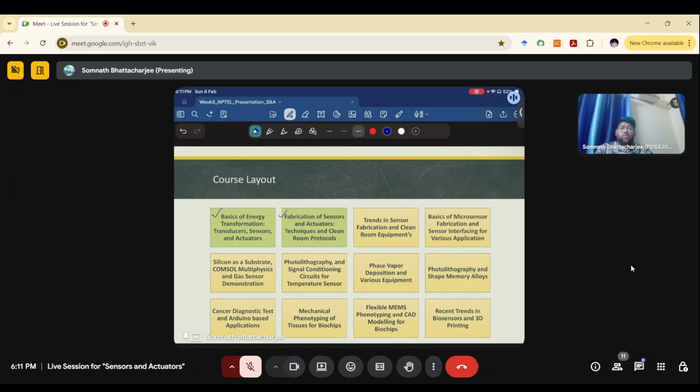Then further you will move on to material simulations like COMSOL Multiphysics and gas sensor demonstration. So how COMSOL Multiphysics describes your fabricated sensor performance, and how these sensors are affected by environmental factors. A total view will be given to you, so when you are designing and fabricating your sensor, you will have complete knowledge of these.